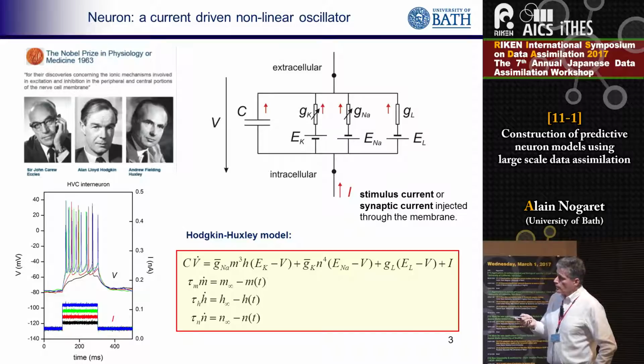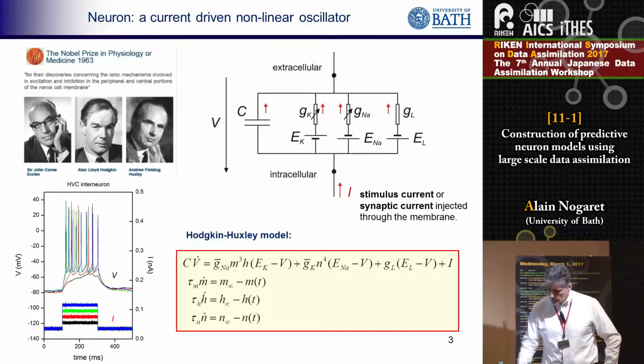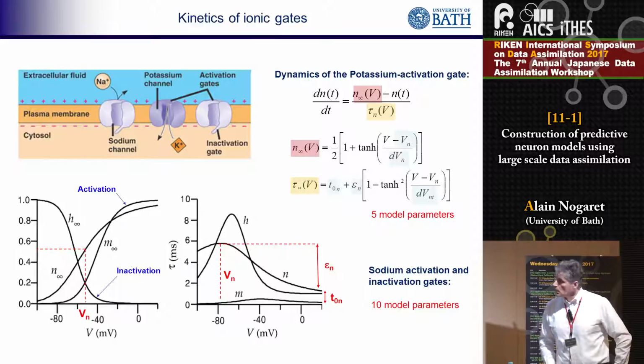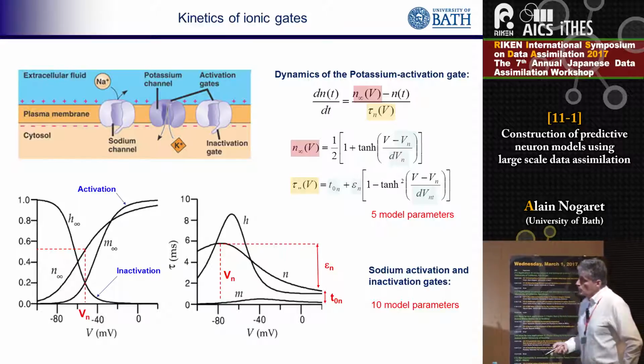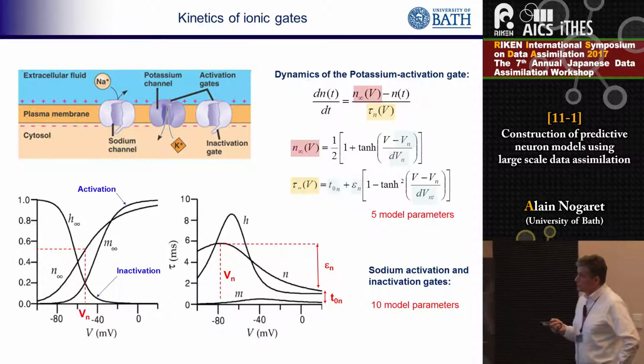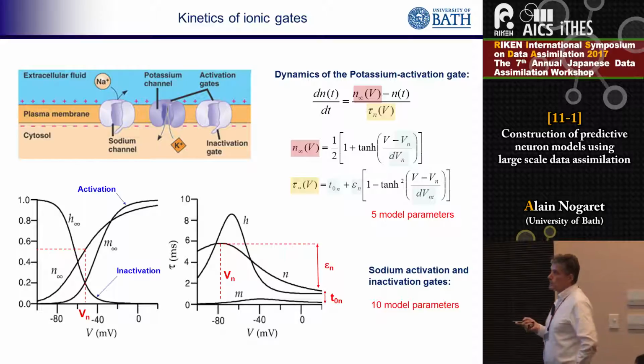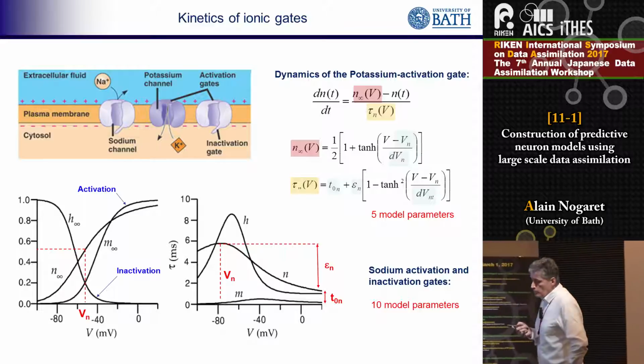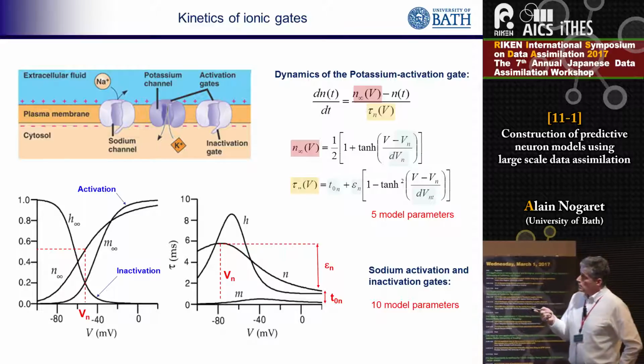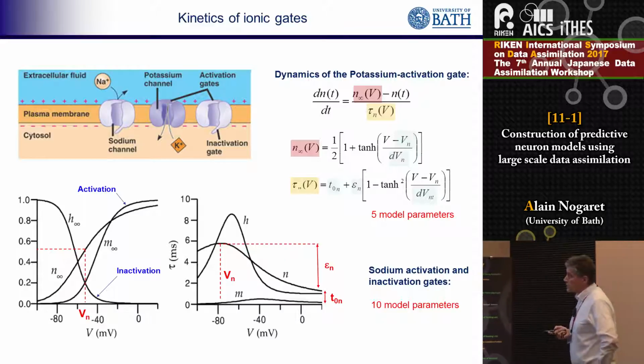There are three more rate equations that describe the fact that the gates do not open instantly. So why do we have three equations? It's very easy to see. We have two types of ion channels, sodium channels and potassium channels. The potassium channel has a single gate. The sodium channel has two gates. Therefore, you need three probabilities to describe the state of the three gates.